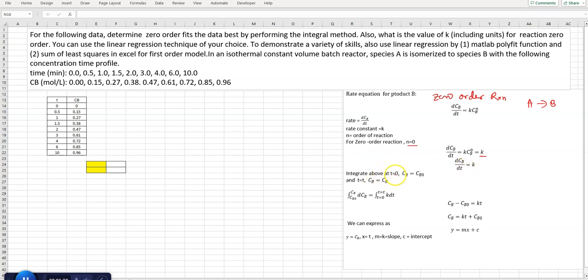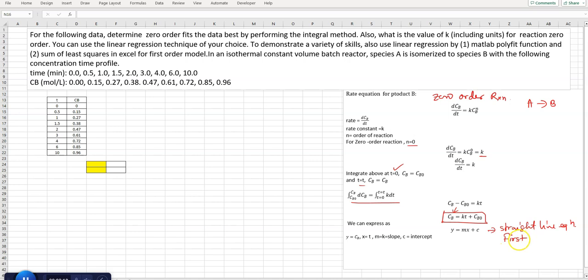Now integrate the above at t equal to 0, where CB will be CB0, and at t equal to t, CB is equal to CB. If I integrate, ultimately we get CB minus CB0 equals Kt. Now we can write CB equals Kt plus CB0. Now we can express this as a first order model, that is, y equals mx plus c. That is the straight line equation.